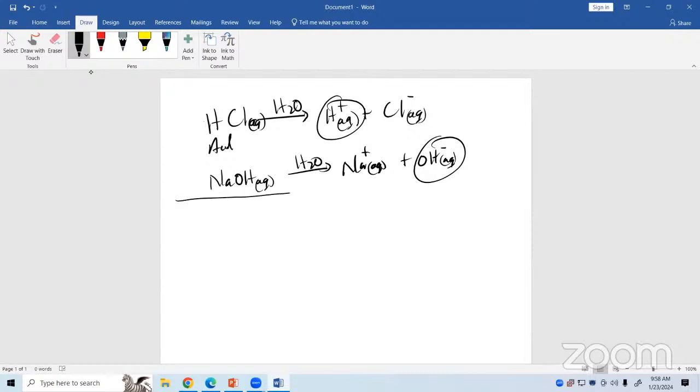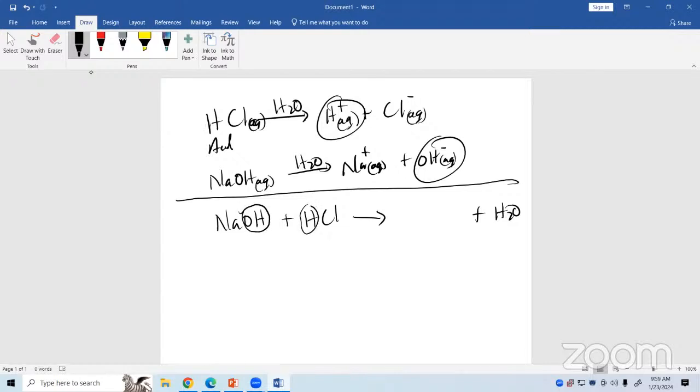Now, the neutralization reaction between these two is the following. Sodium hydroxide plus HCl forms... Okay, so one of the products of this reaction is water. And that water is formed as a result of the hydroxide from the base combining with the hydrogen from the acid. And that's how the water is formed, right?